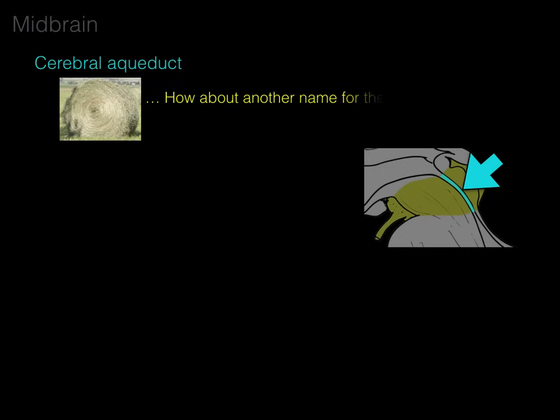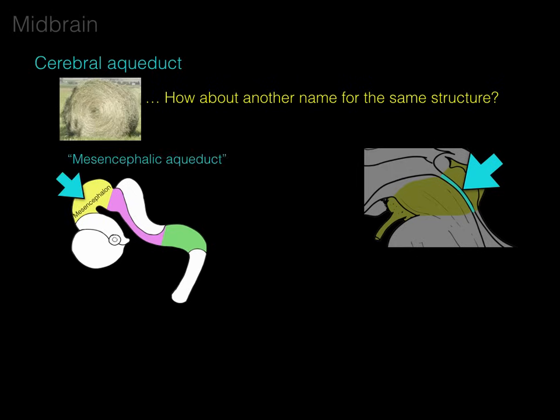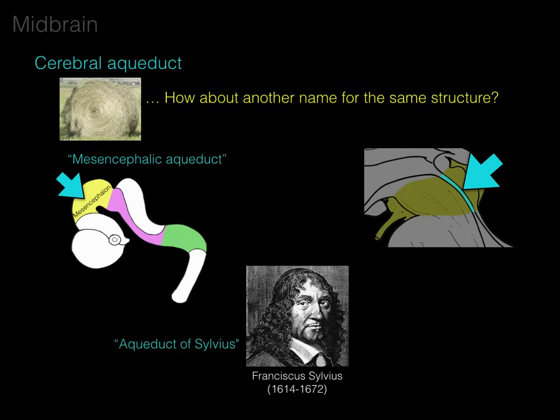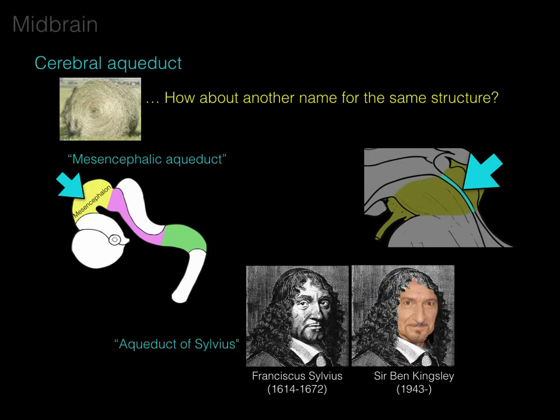So hey, how about another name for the same structure? So there we have the embryonic term, and anatomists were like, hey, in the embryonic part of this developing brain, there's an aqueduct. What should we call it? Hey, it's in the mesencephalon. Let's call it the mesencephalic aqueduct. That's a good idea. How about another name? Well, why don't we call it the aqueductus Sylvius, named after the Dutch anatomist Franciscus Sylvius. We'll call it the aqueductus Sylvius, or the Sylvian aqueduct. And you know what? He looks a lot like Sir Ben Kingsley, especially if you do that.